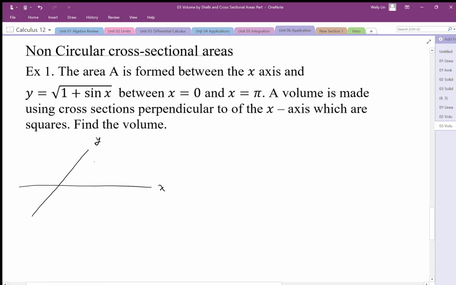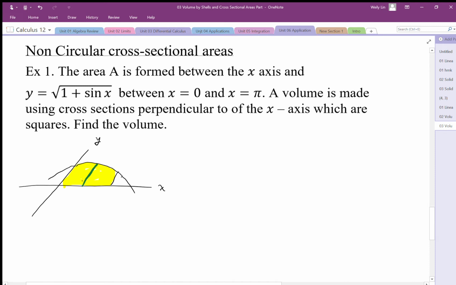So it's going to look something like that. And we're going to take the area between 0 and pi. So pi is going to be somewhere around here. This area in here is going to represent the base of a solid object. And on that area, we're going to take the perpendicular distance from the x-axis, which is essentially the f of x, or the y value.